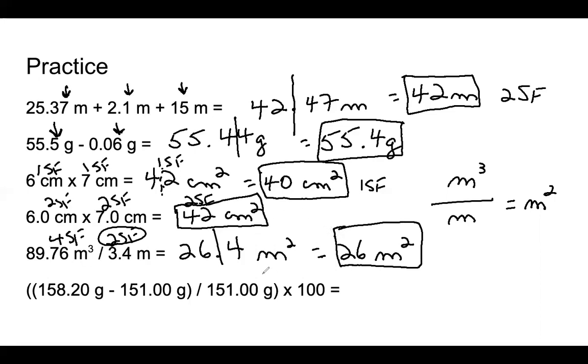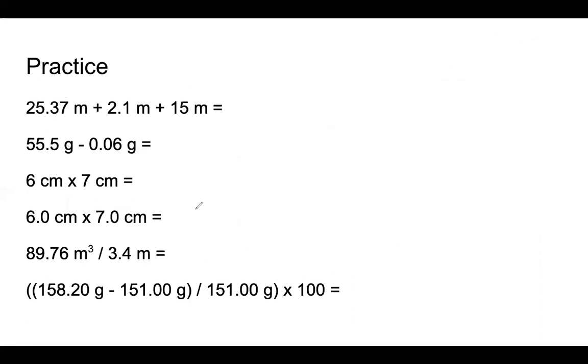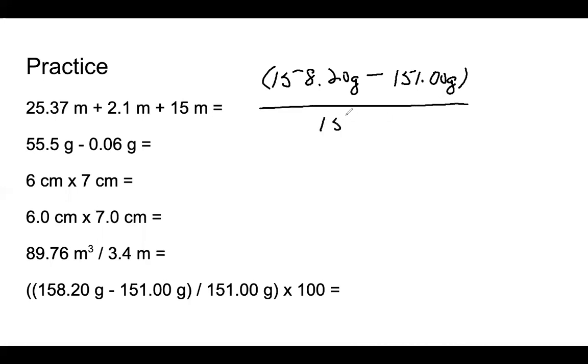All right, and then our final problem. This is a good one. Now we have mixed operations. I'm going to erase the rest of these so I have room to do this. All right, so with our mixed operations, I'm going to write this: 158.20 grams minus 151.00 grams over 151.00 grams times 100. We're going to be seeing lots of calculations like this in chemistry.